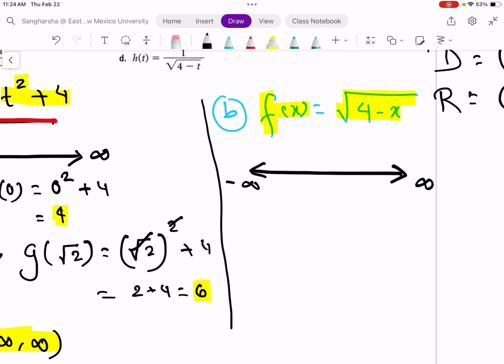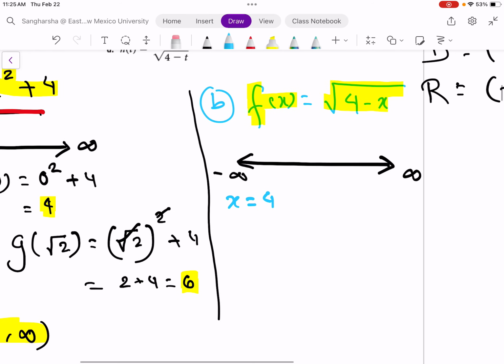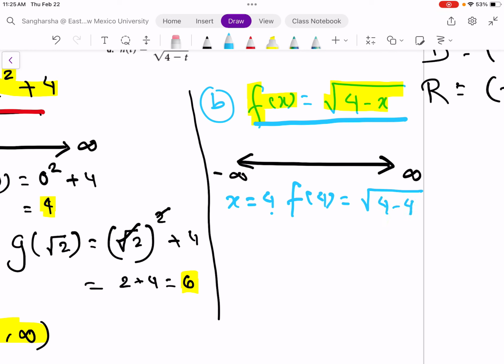Okay, so if x is equal to 4, let's see what happens. If x is equal to 4, you substitute 4 for every x in this function. We have f of 4 equals the square root of 4 minus 4. So we have the square root of 0. And what is the square root of 0? It's 0. So whenever your input is 4, we have a real number output. We have an output 0. So it means 4 is a domain. Yes or no? 4 is a domain. That's right. So we have one domain, 4.